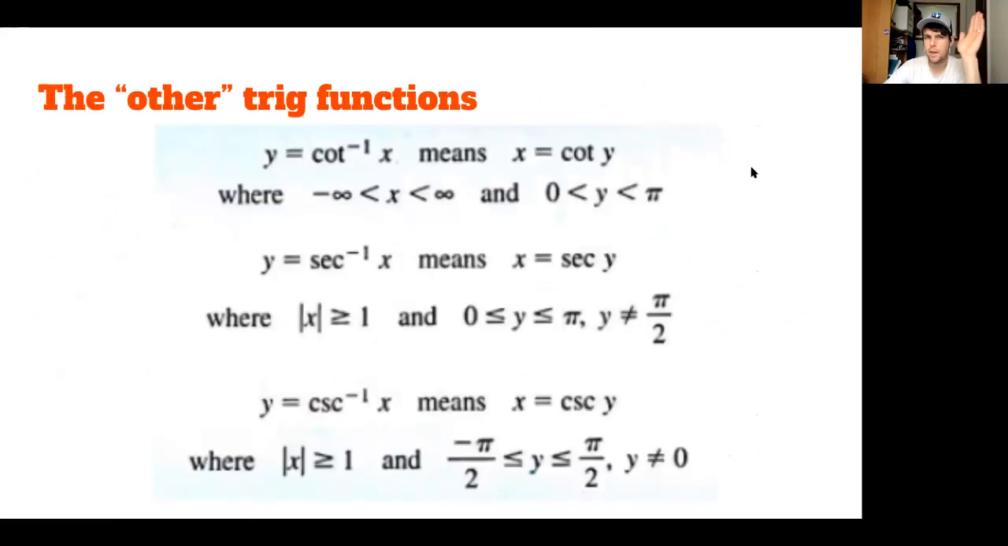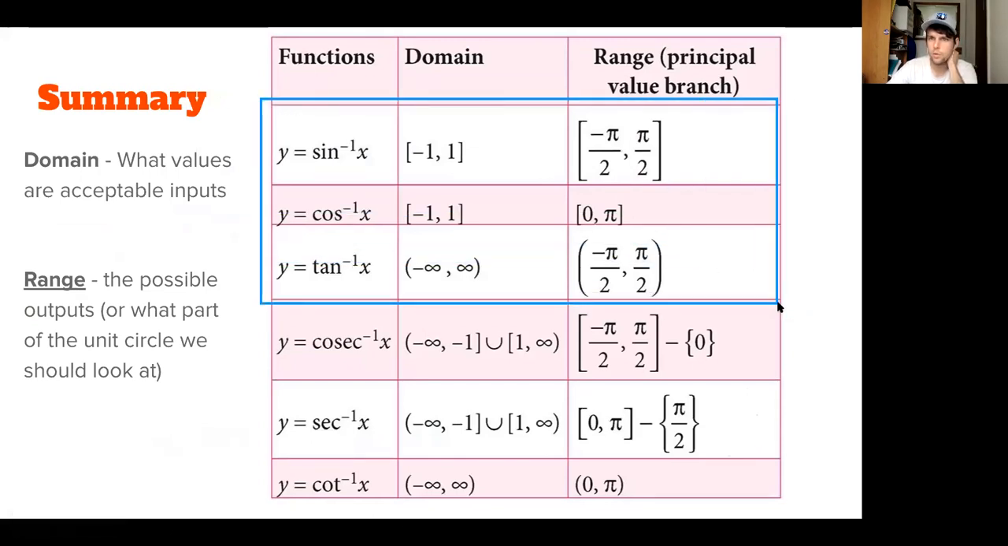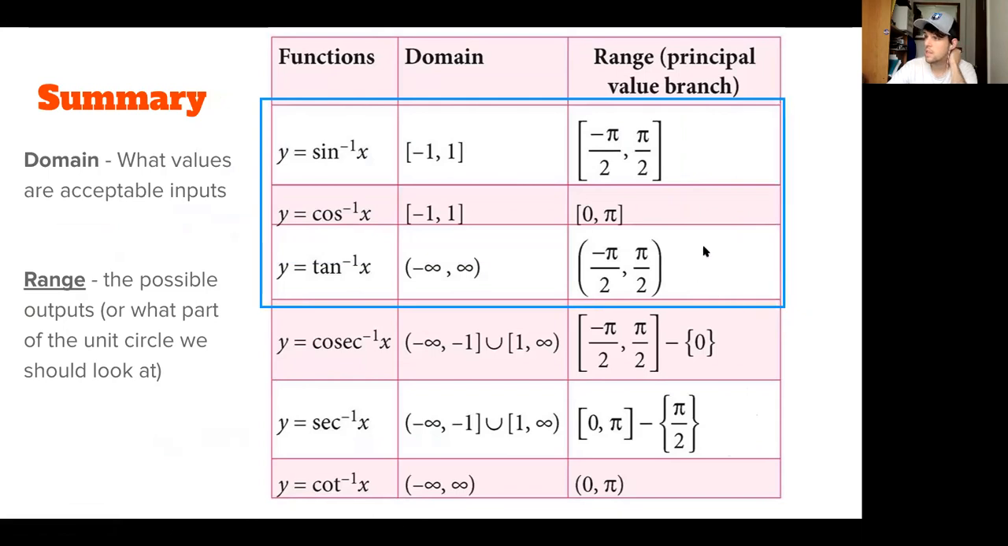Summary, I'm going to skip through these. We don't need to know these. Here's what we really need to know. We're not really going to be dealing with cosecant and secant and all that. When we need to, we'll change it to sine, cosine, and tangent. We'll use our reciprocal identities, our quotient identities to change it.